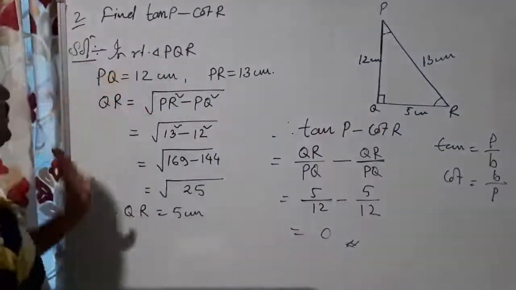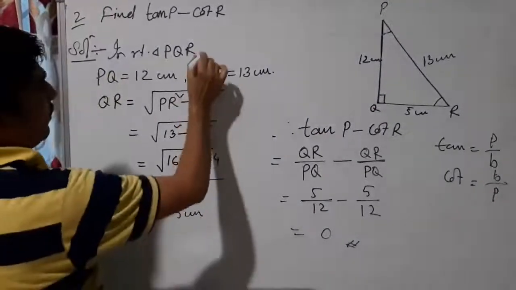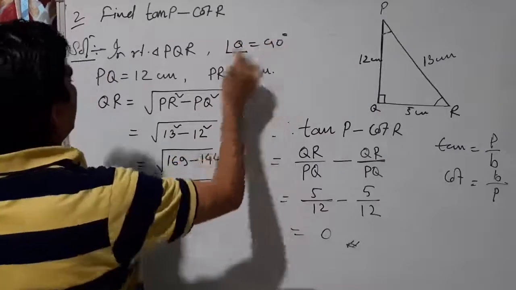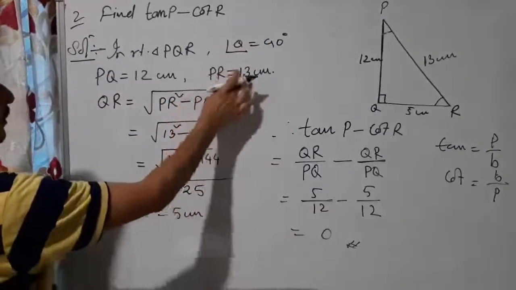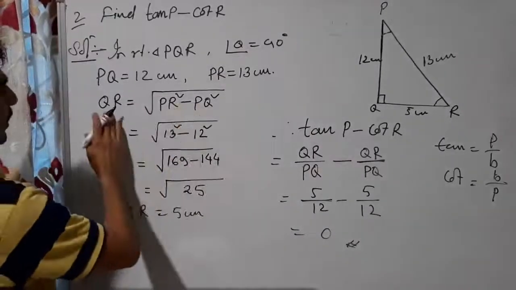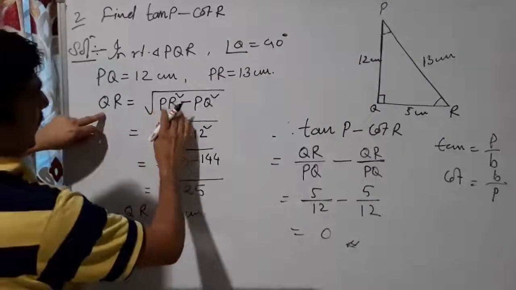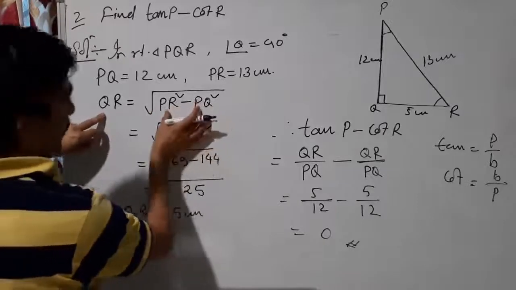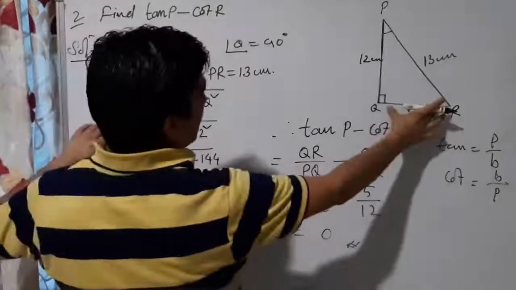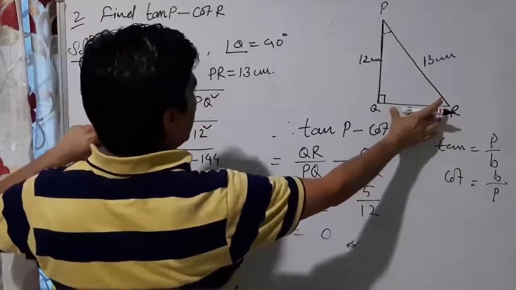In right angle triangle PQR, angle Q equals 90 degrees. PQ equals 12, PR equals 13. These values are given in the figure. So we need the third side QR. So now QR equals PR square minus PQ square using Pythagoras theorem. Those who have not understood Pythagoras theorem, we check here.